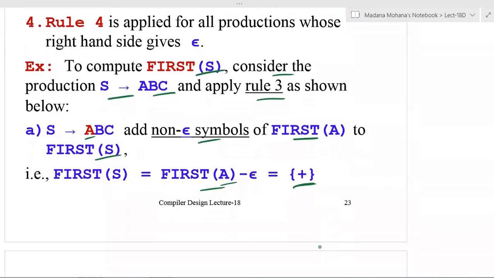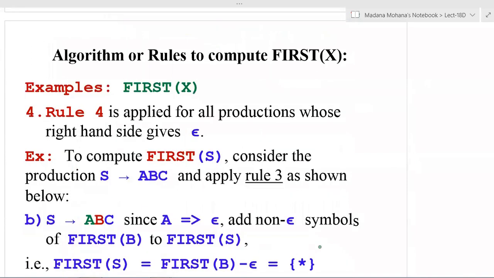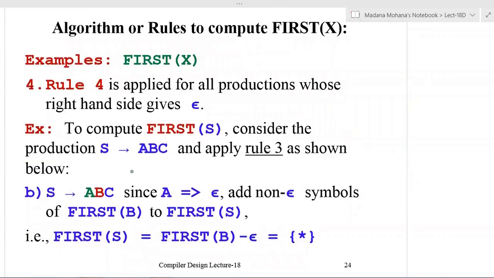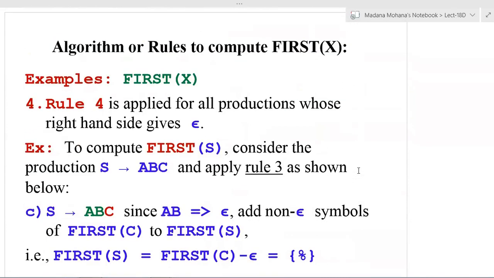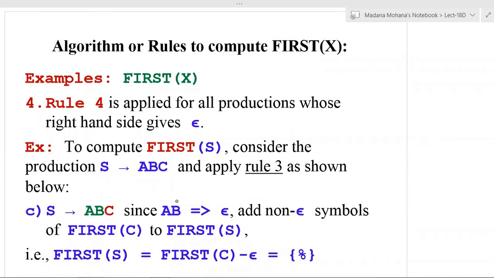Then A derives null means we have to consider B also. Now here you can see, since A derives null, add non-epsilon symbols of first of B to first of S. Then first of S equal to first of B minus null equal to star. Then B also derives null. That means both A and B derive null. Then you have to consider C. Therefore, AB derives null, then add non-epsilon symbols of first of C to first of S. Therefore, first of S equal to first of C minus null equal to percentage.